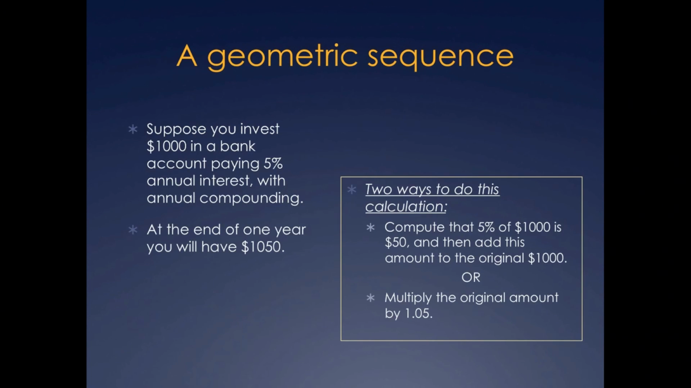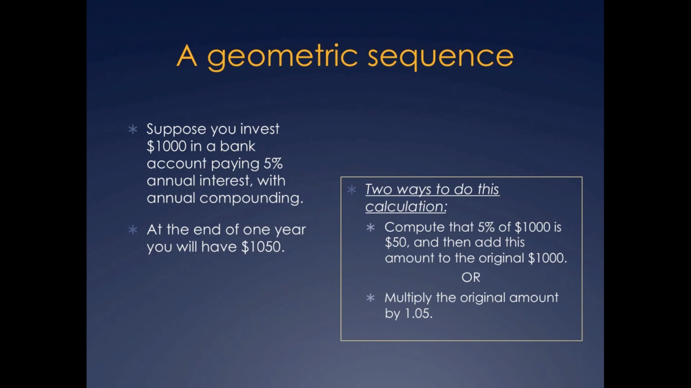All right, that's arithmetic sequences. Let's go on now to another type called geometric sequences. This time I'm going to give you an application where geometric sequences arise. Suppose that you invest $1,000 in a bank account, which is paying 5% annual interest with annual compounding. Now, to say you get compounding is to say you get interest on your interest.